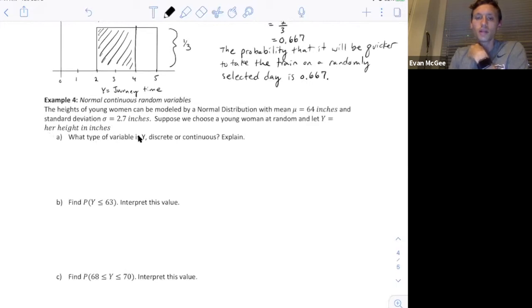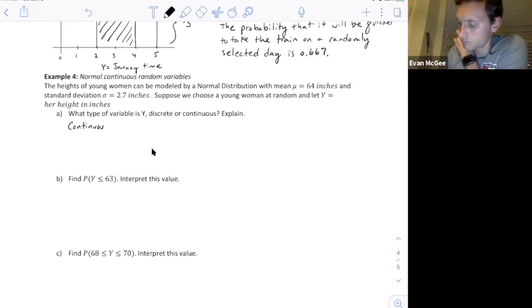So what type of variable is y? Is it discrete or is it continuous? And this is going to be a continuous random variable because there's an infinite amount of heights that could be selected between the interval from the smallest height to the largest height. So continuous random variables, we cannot list out all of the possible options. There are gaps in discrete, but there are not in continuous random variables.